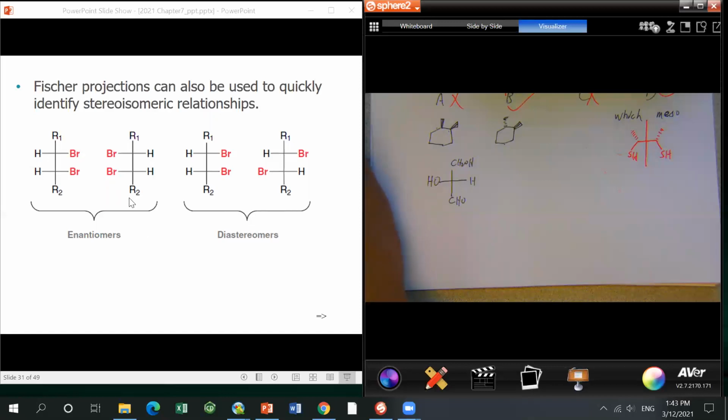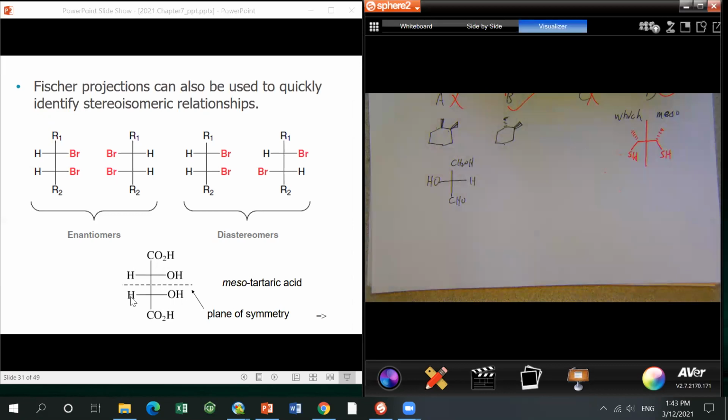Also, the Fischer projection helps you easily identify a meso compound. Here you can see the meso compound. There is a symmetrical plane in this molecule, so one half is a mirror image of the other half.